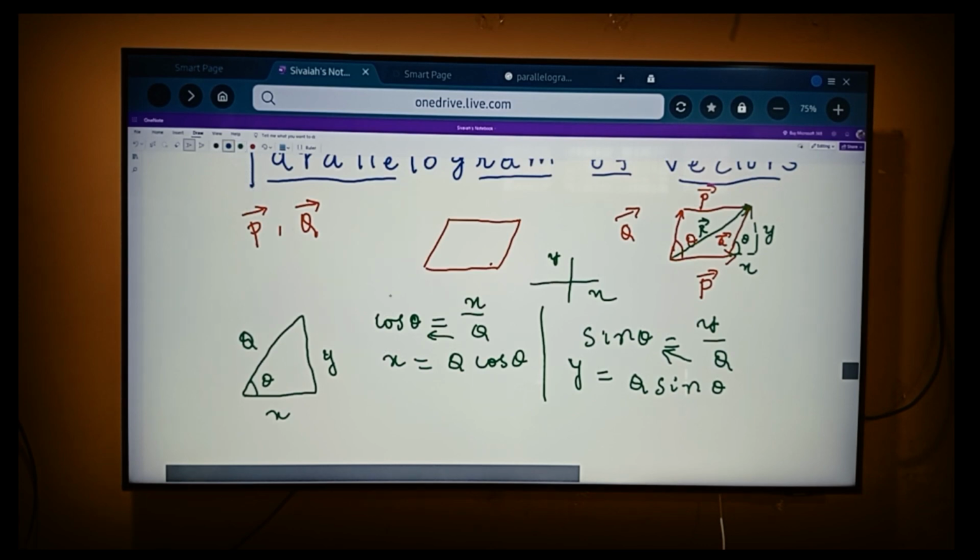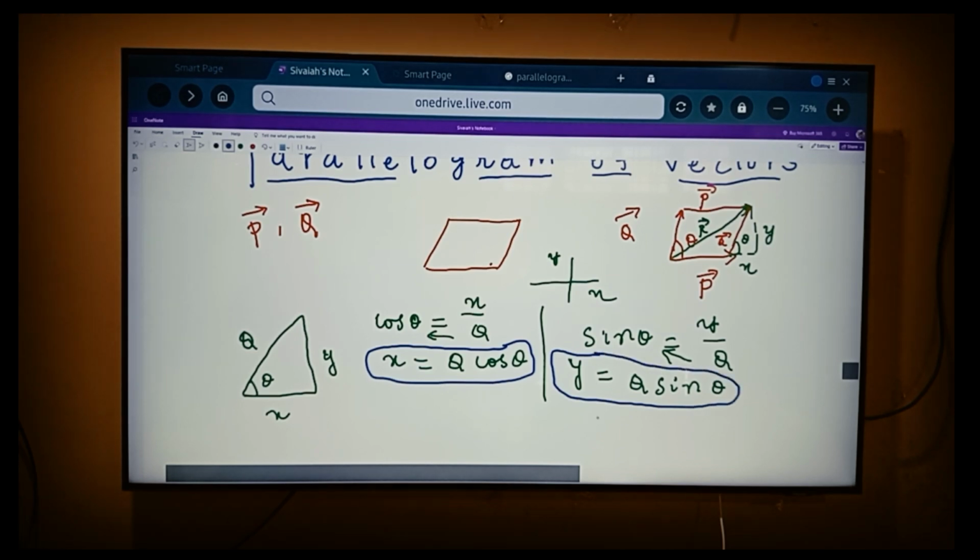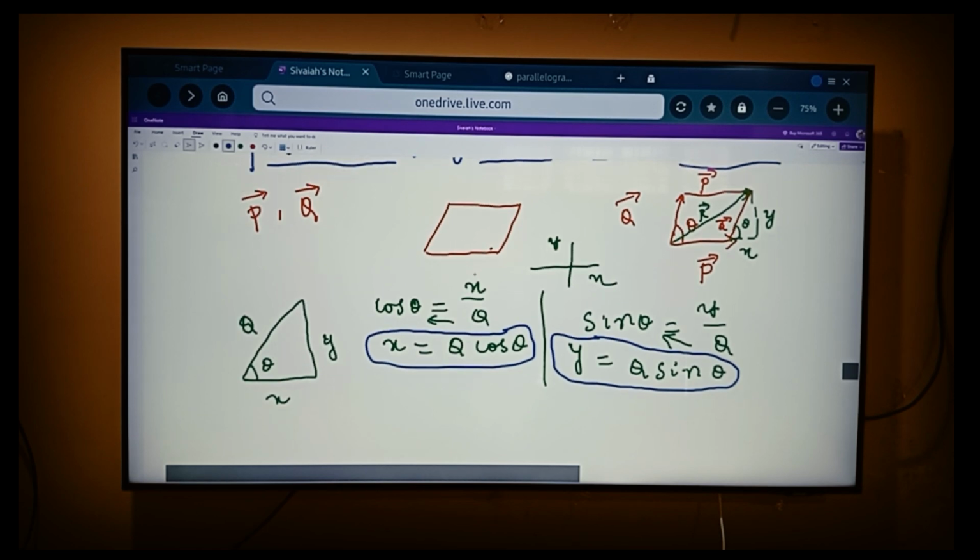Yes. So we got the x value and y value. This we calculated. Now we need to find out the resultant, right? Resultant we need to find out.